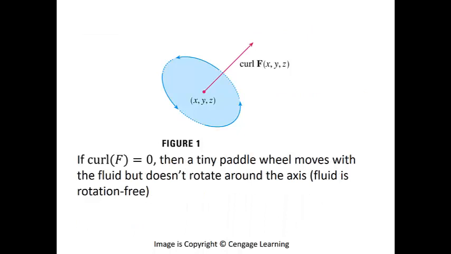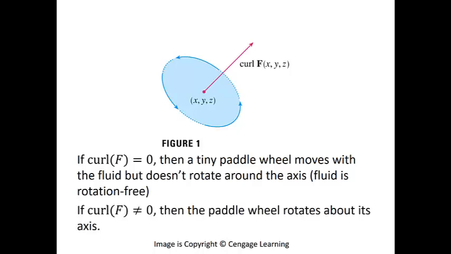So, in other words, if the curl of F is 0, then that would tell us that a tiny paddle wheel moves with the fluid but doesn't rotate around the axis. The fluid is rotation free. On the other hand, if the curl of F is non-zero, then that would tell us that the paddle wheel is going to rotate about its axis. All right, so that's a brief introduction to the curl.